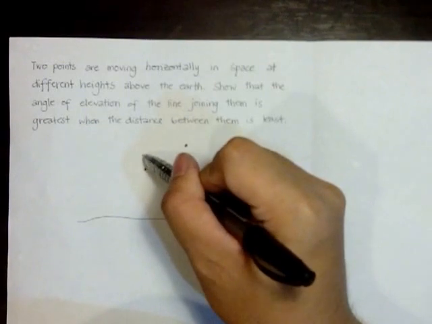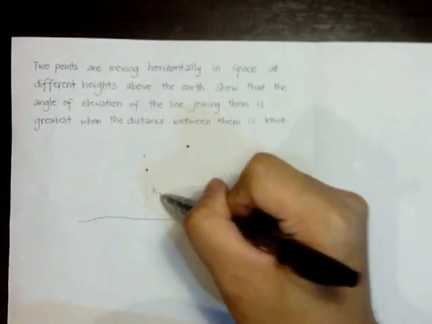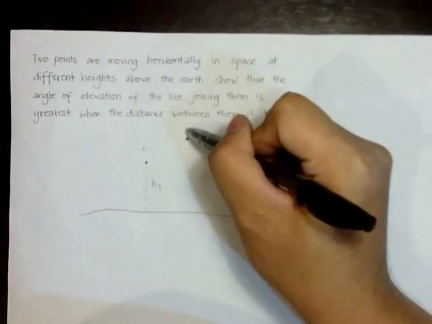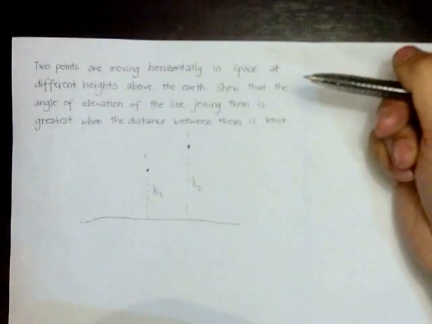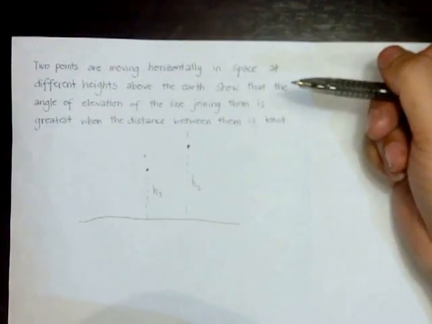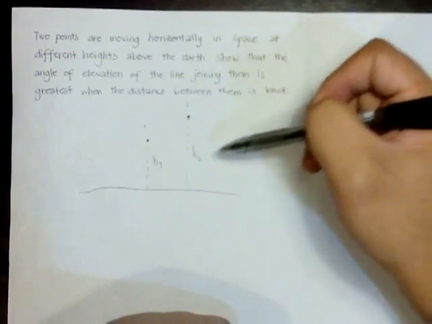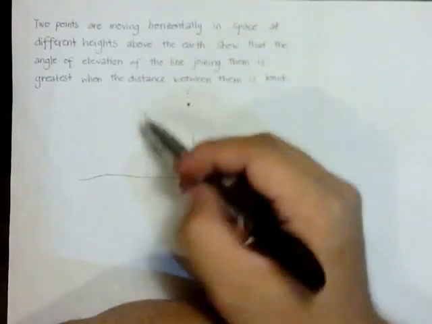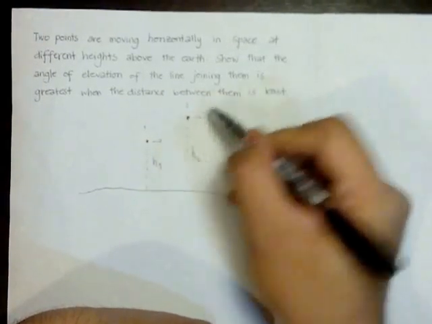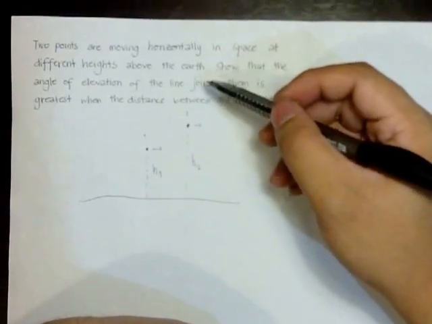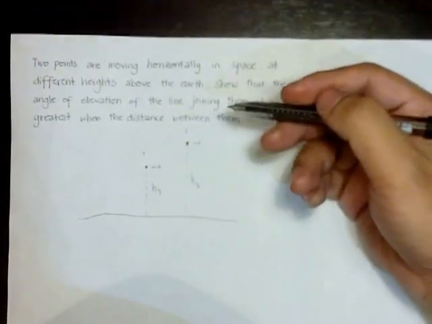So the first point has height 1, which is h1, and the second point has height 2, h2. So in this case, the 2 points have different heights, but if the 2 points are moving horizontally, therefore their individual heights are constant.